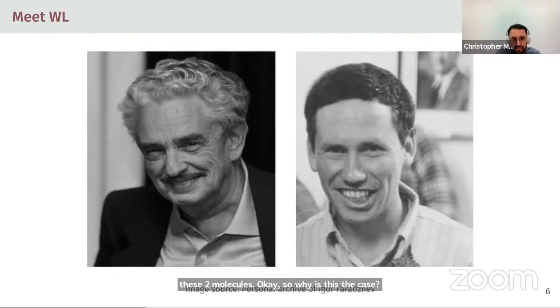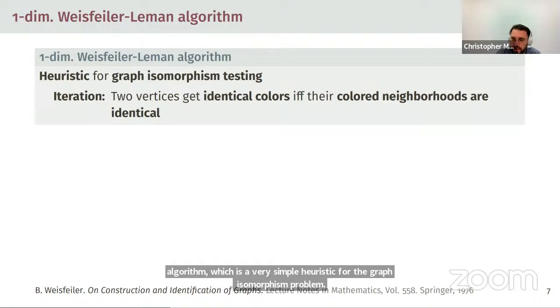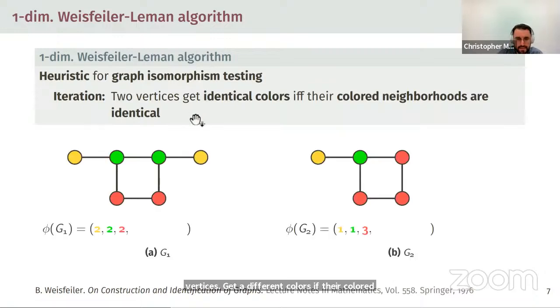This result was shown by using the one-dimensional Weisfeiler-Lehman algorithm, which was invented by these two gentlemen, Weisfeiler and Lehman, who were two Soviet or Russian mathematicians and who tried to solve the graph isomorphism problem somewhere in the 60s. And they invented this algorithm called the one-dimensional Weisfeiler-Lehman algorithm, which is a very simple heuristic for the graph isomorphism problem. The basic idea is that in each iteration, you color or partition the set of vertices. And the partitioning or the coloring rule here is that two vertices get identical colors if their colored neighborhoods are identical.